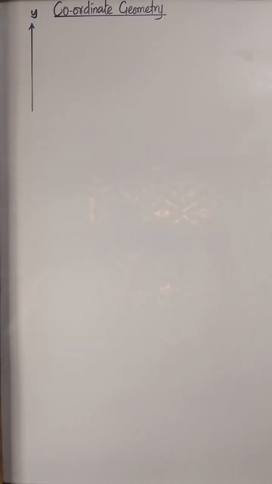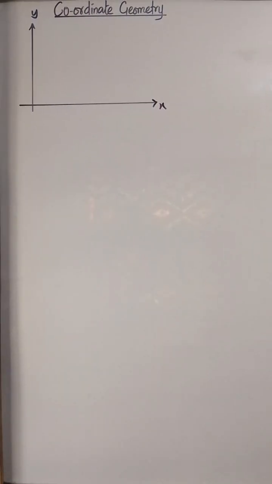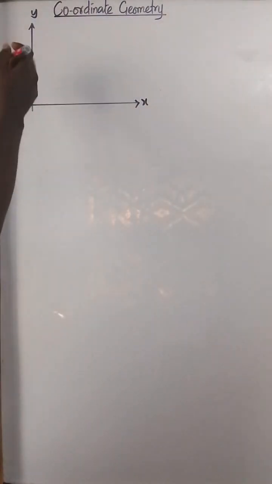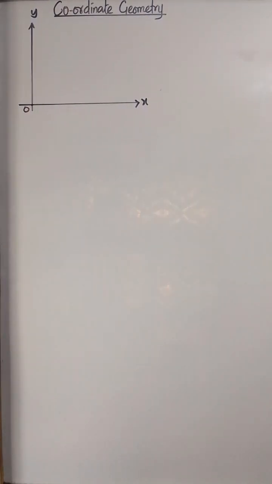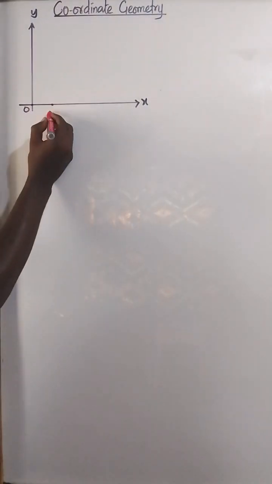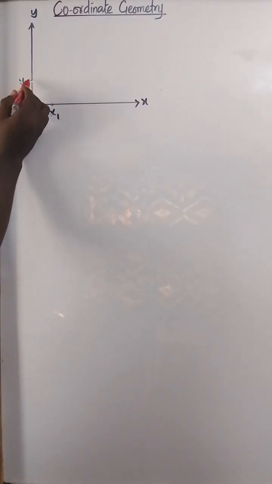Consider this Cartesian plane. So this is the vertical axis, let's call it y axis, while this is the horizontal axis, let's call it the x axis. Where these two axes meet is called the origin, labeled 0. Suppose we have a point on this x axis, let's call it x1, and we have a point on this y axis, let's call it y1. So these are what we call ordinates.